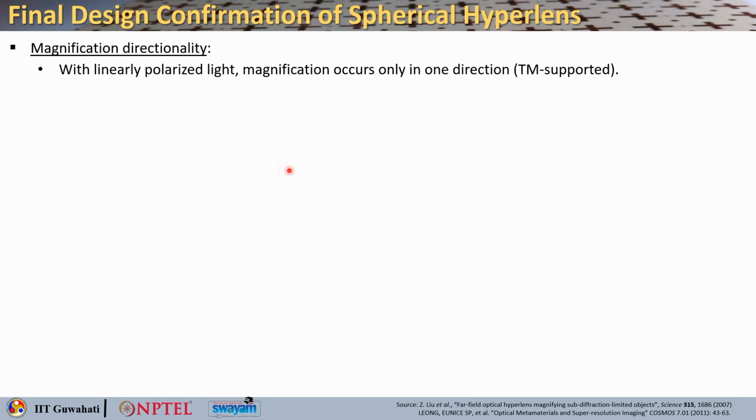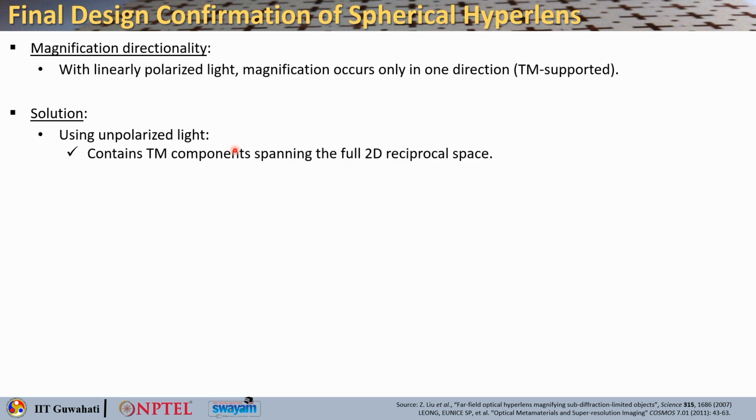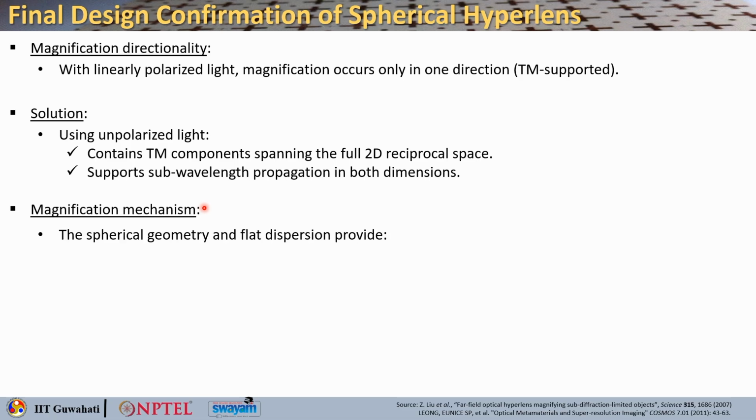Now, the magnification directionality depends on the polarization. In this case, for linearly polarized light, magnification will occur only in one direction, that is for the TM supported modes or in the TM direction. When you are using unpolarized light, it contains TM components spanning the full 2D reciprocal space, and thus it will support sub-wavelength propagation in both dimensions.